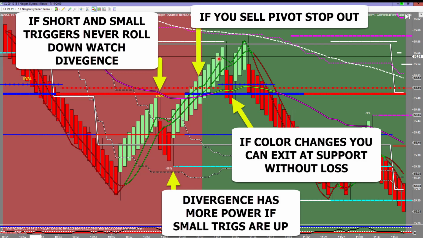Look, if you're short and the background color is green and you get a chance to get out of your position break even, take it. Period. Just take it. Don't worry about what happens next. If it's against you and it says, hey, that's support and it's green and you're short, get out.